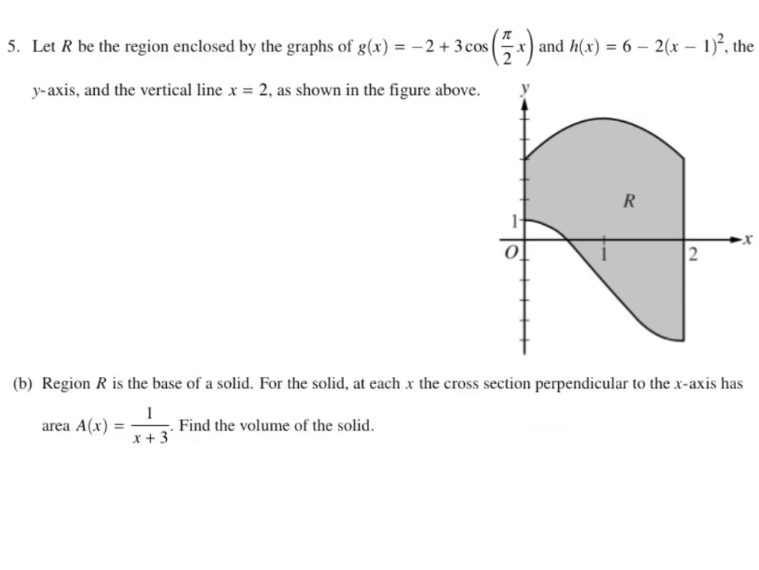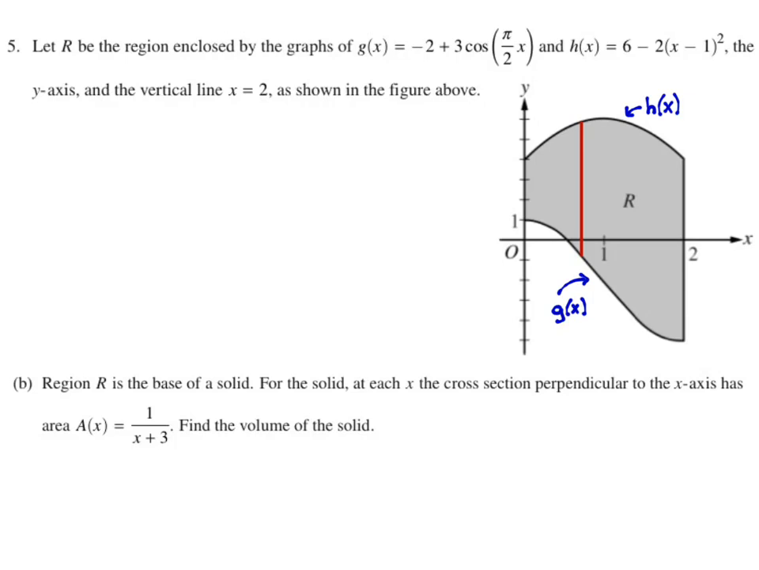For part B, it says region R is the base of a solid. For the solid, at each x, the cross section is perpendicular to the x-axis, has an area of 1 over x plus 3. Find the volume of the solid. Well, first thing we know is that we have perpendicular cross sections to the x-axis, so that represents one cross section. Now, normally it tells us that we have some sort of shape that we're finding the volume of. Here it doesn't say that we have cross sections that are squares or triangles or semicircles. It just gives us the equation for the area, which is kind of nice. It actually makes it easier even though we may not realize it.